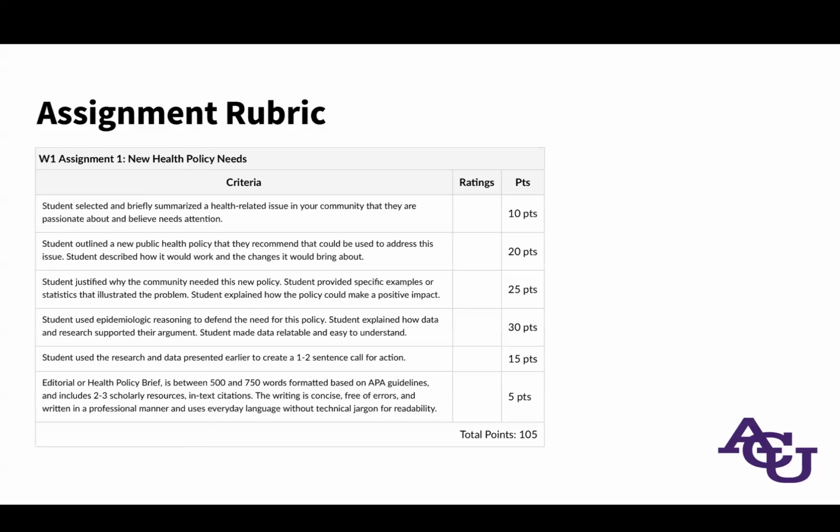Now, looking at the rubric, we'll see that we have some guides for how much space to use in each of these sections. So if we look at the numbers here, of course, you do need to briefly summarize the health-related issue. That's around 10% of the points. But if we look at the next one, that's double the points, 20 points. So that should be a larger section, which we'd expect if you're describing the policy, it should be longer than this brief summary here.